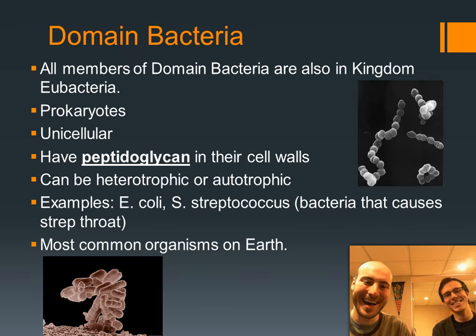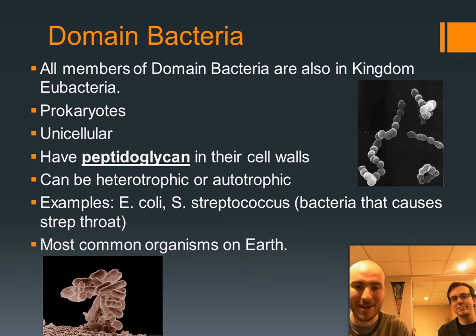Anyway, some examples: you might have heard of the bacteria E. coli, which is actually very common inside your intestine. There are also some bad forms of it that can cause food poisoning, which is why people know that name. And then strep throat is actually a bacteria. I can't remember what the genus name is, but Streptococcus is the species name. And bacteria make up most of the biomass on the planet, meaning if you weighed all life on Earth, bacteria would be most of it. They're the most common organisms on Earth.